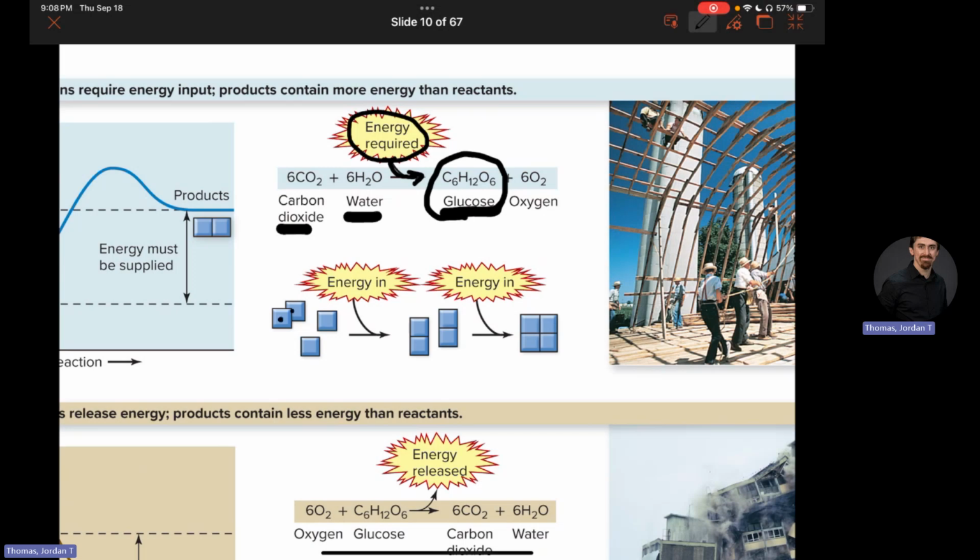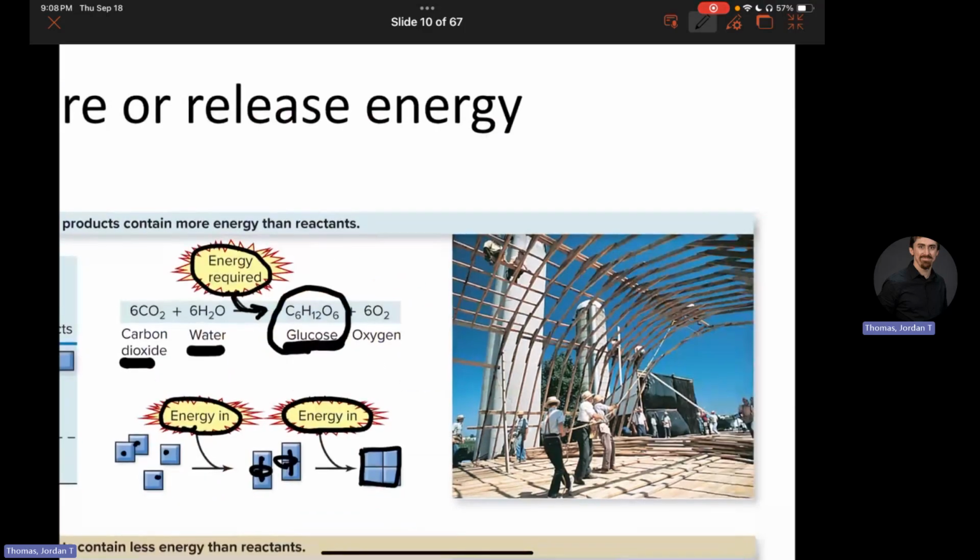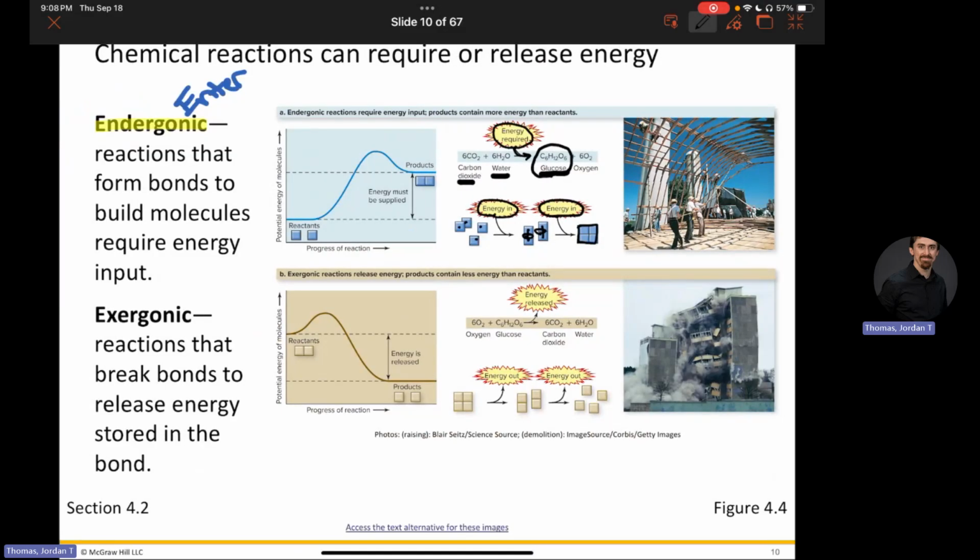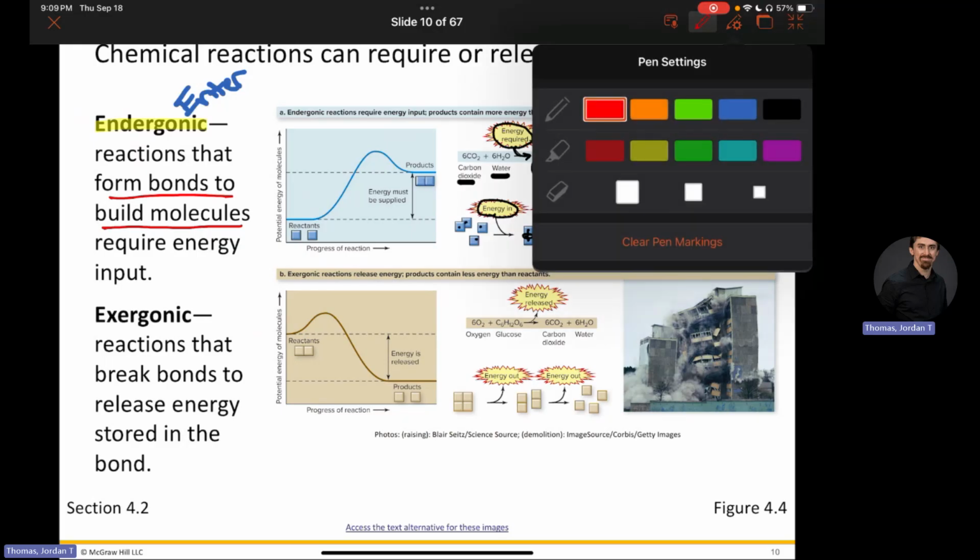And then at the bottom, we have these four little blocks. In order to combine them into these rectangles, we need energy. We are forming bonds, which are these little bonds right here. So we need energy. And then to make them into a square, we need even more energy. So with endergonic reactions, energy is going into the system and it's building molecules, forming bonds to build molecules. So endergonic energy enters to build.